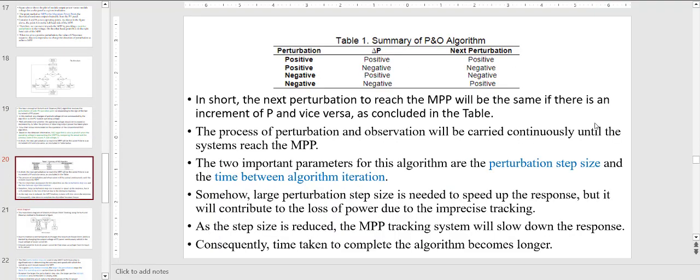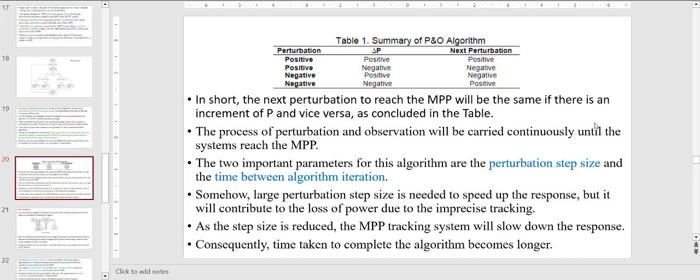In a table, the actual movement is indicated here. Table 1 summarizes the P and O algorithm. If the perturbation is positive and delta P is positive, that is, there is an increase in power, then the next perturbation also will be positive. If there is a decrease in power, delta P is negative, then the next perturbation should be negative.